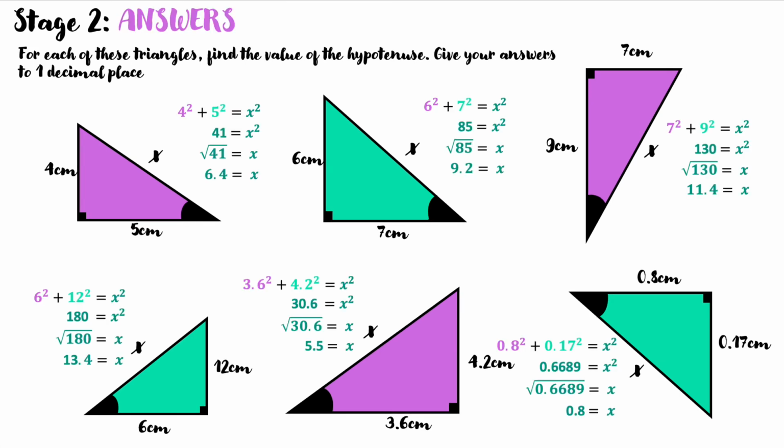And finally, here are the answers with a few of the workings out as well. Remember that 6.4 equals x is the same as saying x equals 6.4. It doesn't matter what side of the equation x is on. It means the same thing. So if your answer says x is 6.4, you are absolutely right.